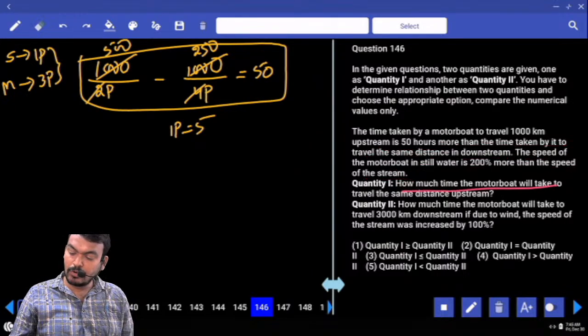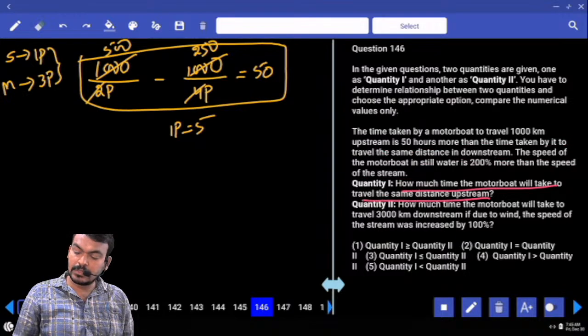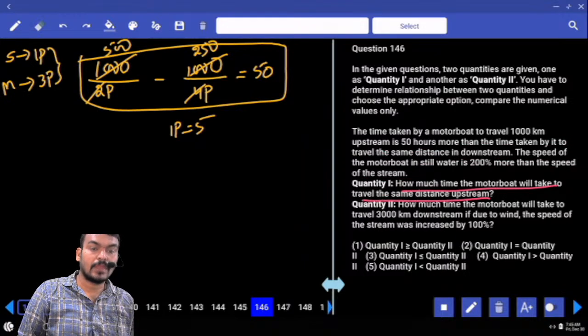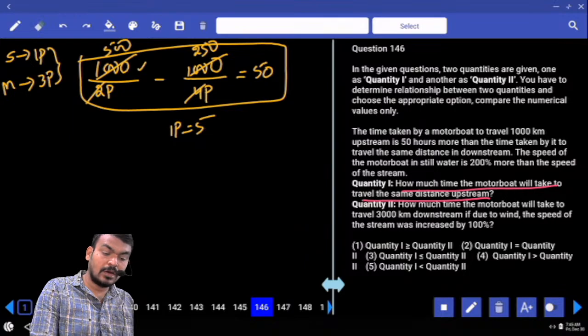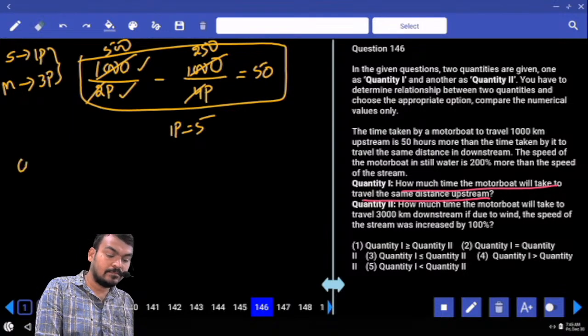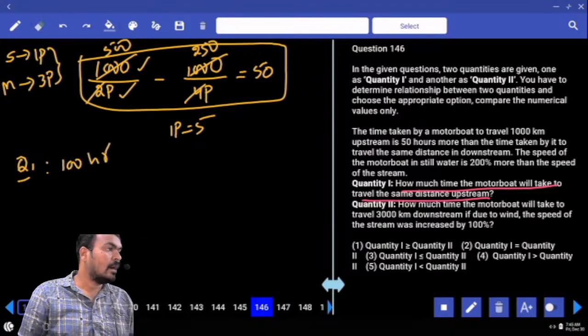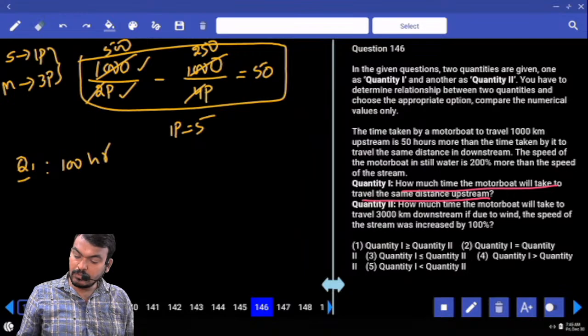How much time will the motorboat take to travel the same distance upstream or downstream? Upstream means we divide 1000 by 10. 1000 by 10 means 100 hours. 100 hours. Next, quantity 2.